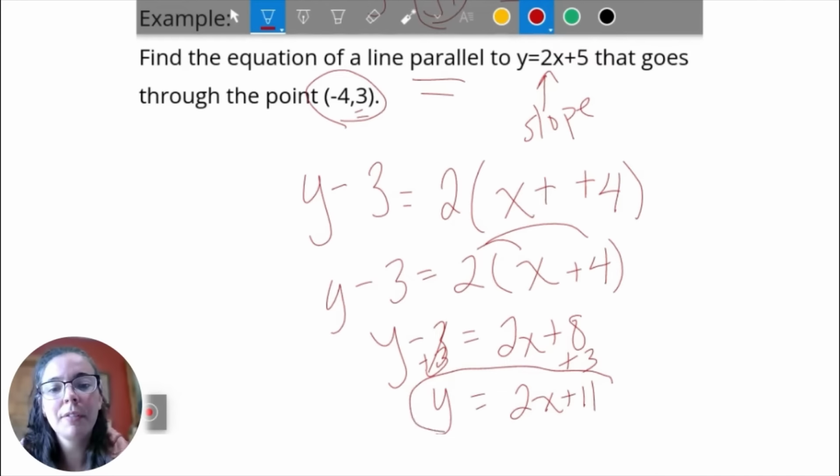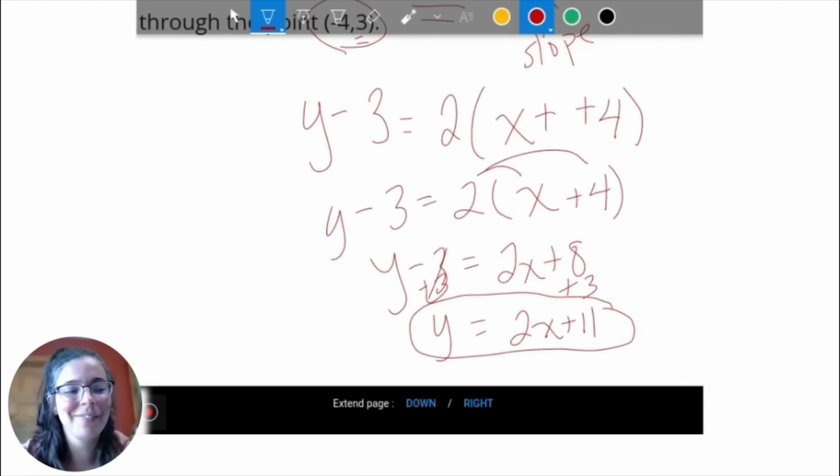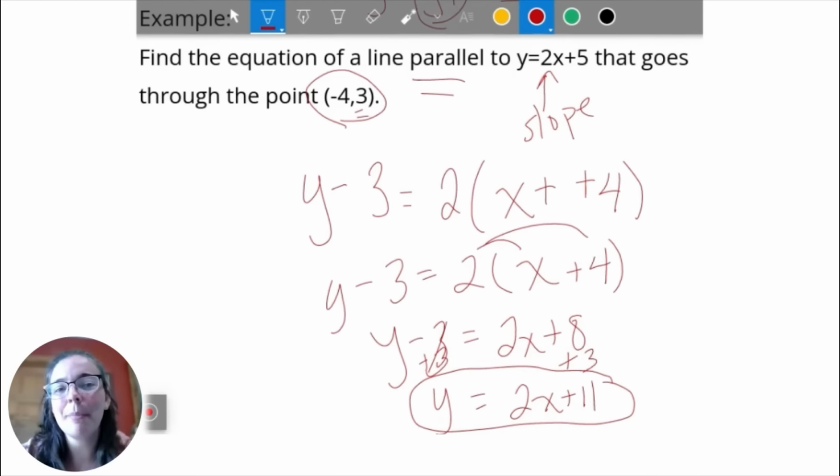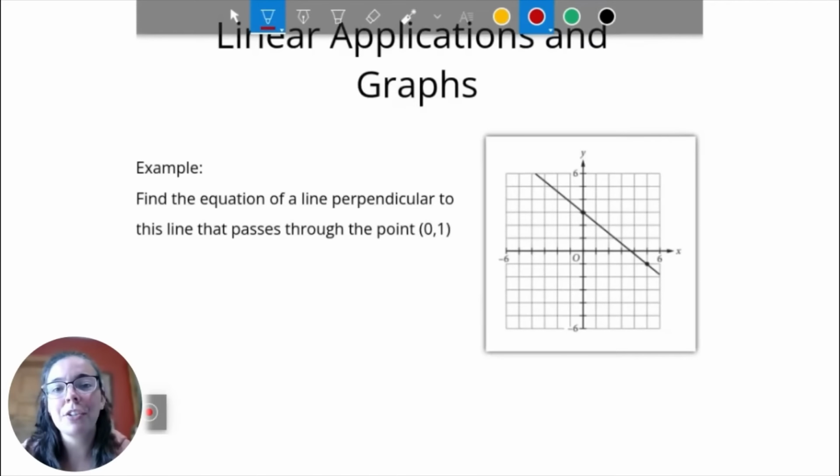You also could have done this using slope-intercept form, but for the way this question was worded, this one was actually a little bit easier. Okay, so that's just an example of what you might see in your linear equations section. There also are linear applications and graphs. So let's look at a couple of those examples.